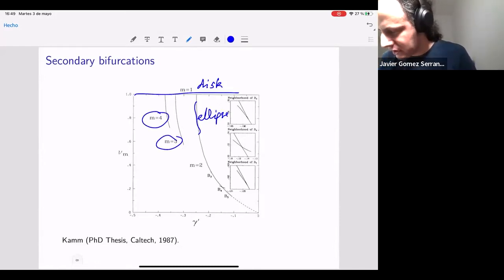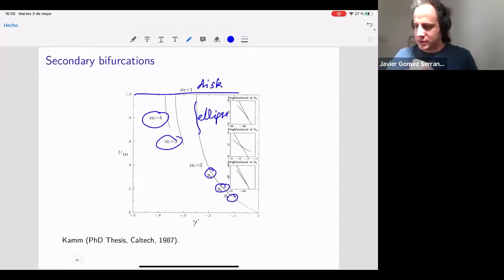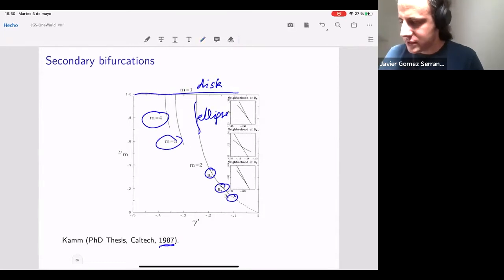But there are even secondary bifurcations on the elliptical branch. So these are numerical calculations done by Kamm in his PhD thesis. And again, I stress the dates because by then it was not known whether there could be finite time singularities or not for this problem. So people were interested in finding non-trivial examples of solutions for which there was global existence. So that's the motivation.